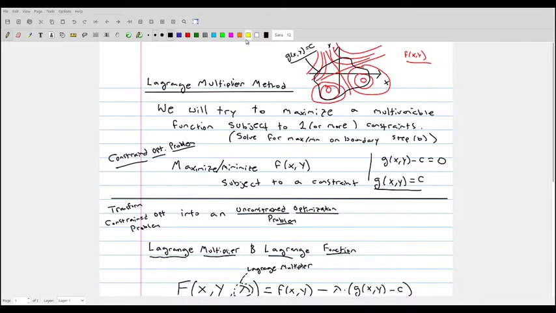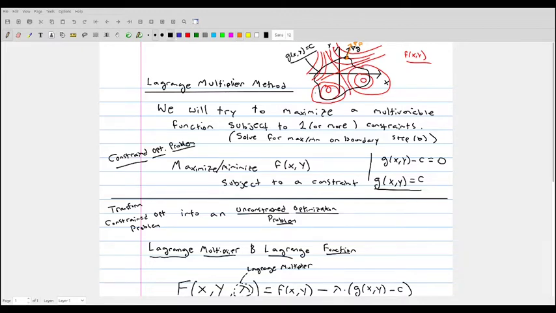So for instance, if we look at this picture right here, you see that there are only a couple of spots where the gradient vector of g and the gradient vector of f are pointing in the same direction. Right here is an example of a point where the gradient of g is pointing in the same direction as the gradient of f. So this is a potential local max or min of our function, because the gradient of the constraint at that point is pointing in the same direction as the gradient of f.